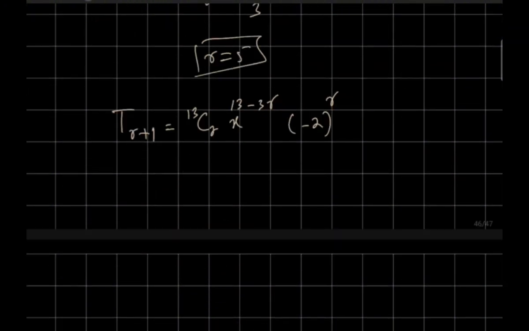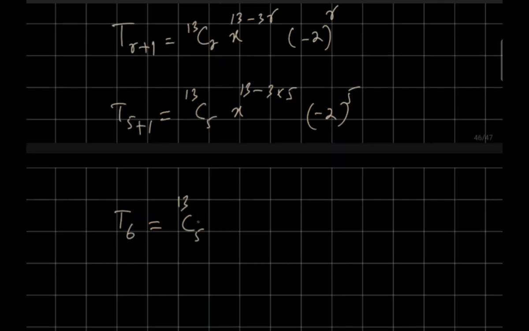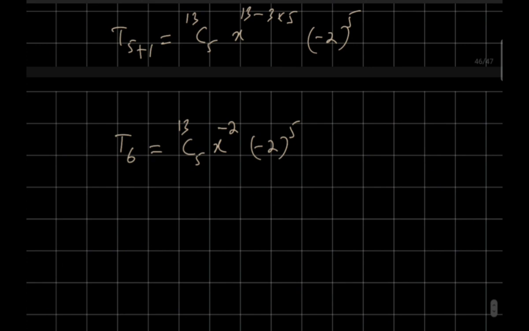Put r equal to 5, and you will get T(5+1) equals 13C5 x to the 13 minus 3 times 5, times minus 2 to the 5. You will get 13C5 x to the 13 minus 15, which is minus 2, times minus 2 to the 5. By definition, 13C5 is 13 factorial over 5 factorial times (13 minus 5) factorial.